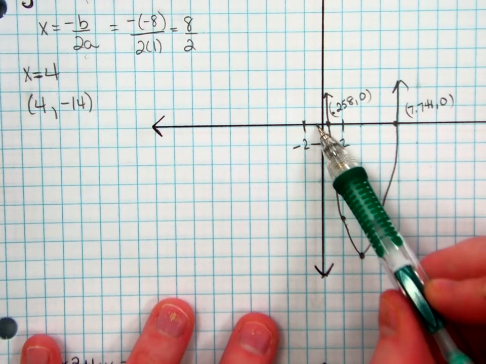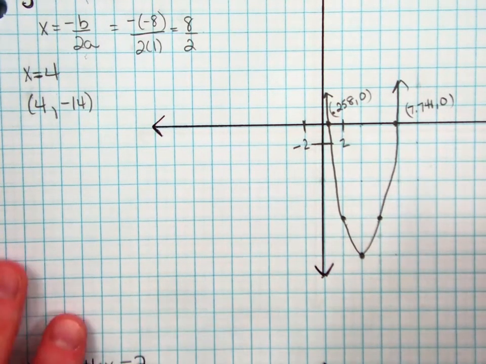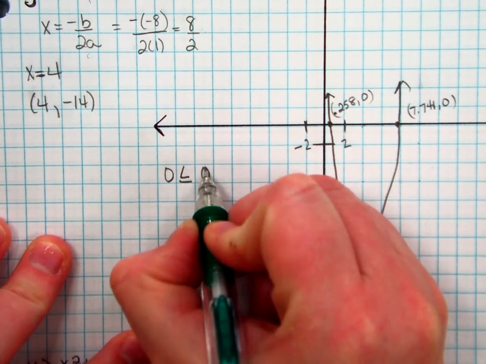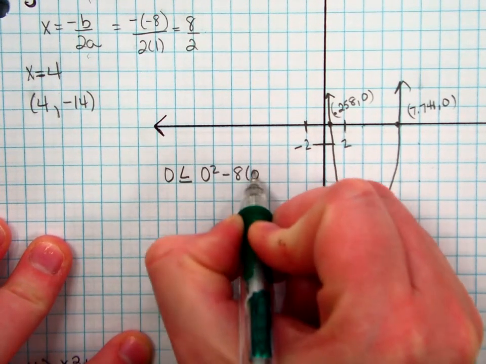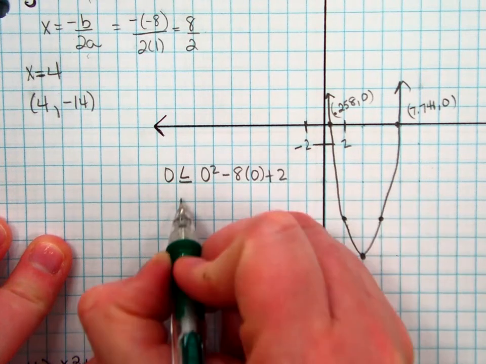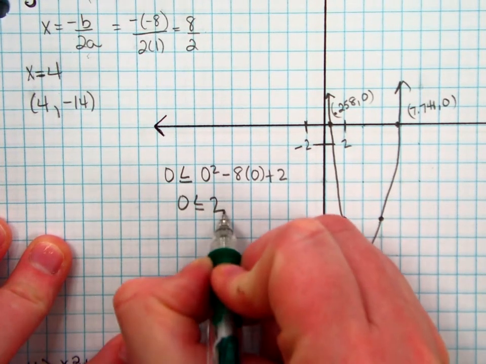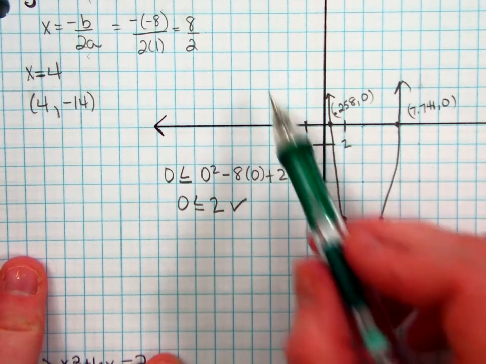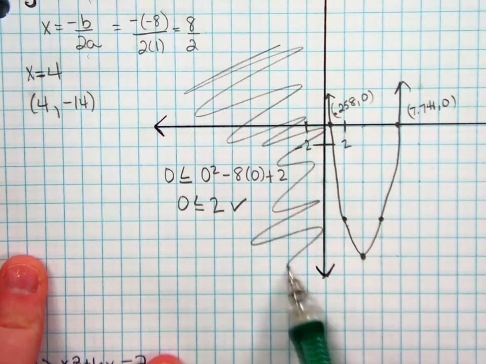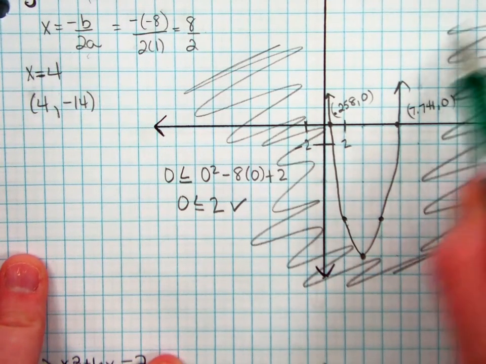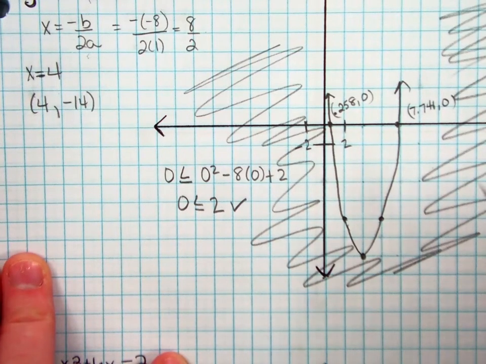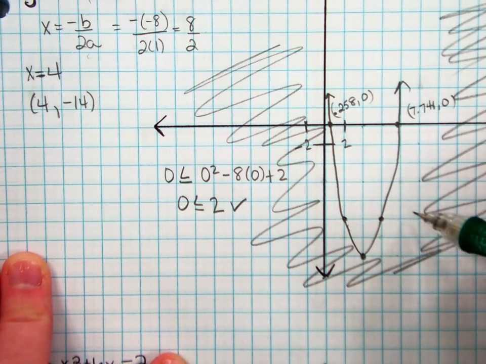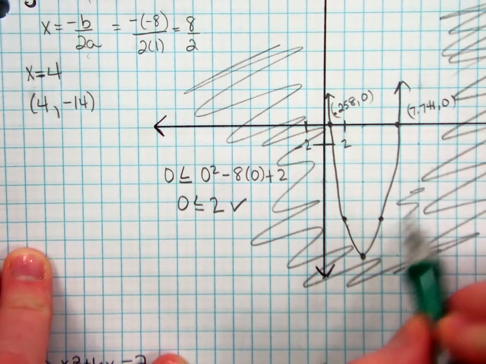Now, the cool thing is I know this doesn't hit at 0, 0, so I can plug in 0 as my test point. Is 0 less than or equal to 0 squared minus 8 times 0 plus 2? 0 is less than or equal to 2. That's a true statement, so that means everything outside this parabola is shaded. Nothing inside, so technically I should extend these lines out, but I understand that nothing is going to go on the inside.